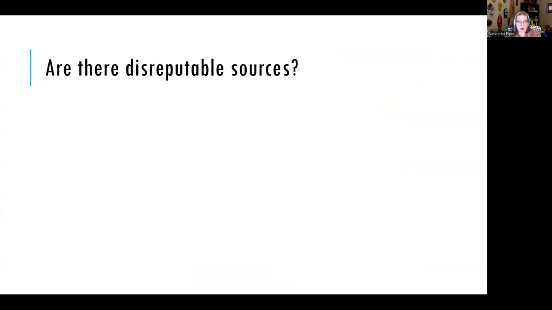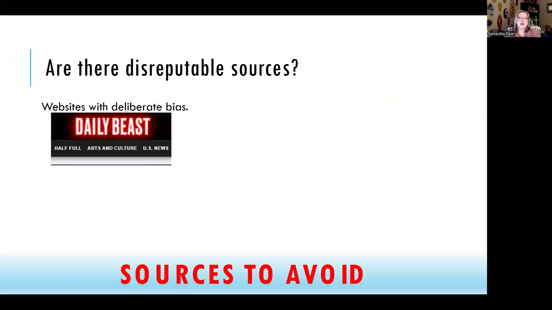Now, what about disreputable stuff? Because there's a whole bunch of stuff that we don't need to be looking at. So sources to avoid. Websites. There's a lot of websites with deliberate bias. Now, okay, I don't know if you've ever seen Daily Beast. I kind of like Daily Beast just as entertainment value because usually this stuff is really well written. And I like to compare and contrast some stuff. I study media, so I look at this stuff all the time. Pretty well written. And one of the things that this actually does is it influences people.